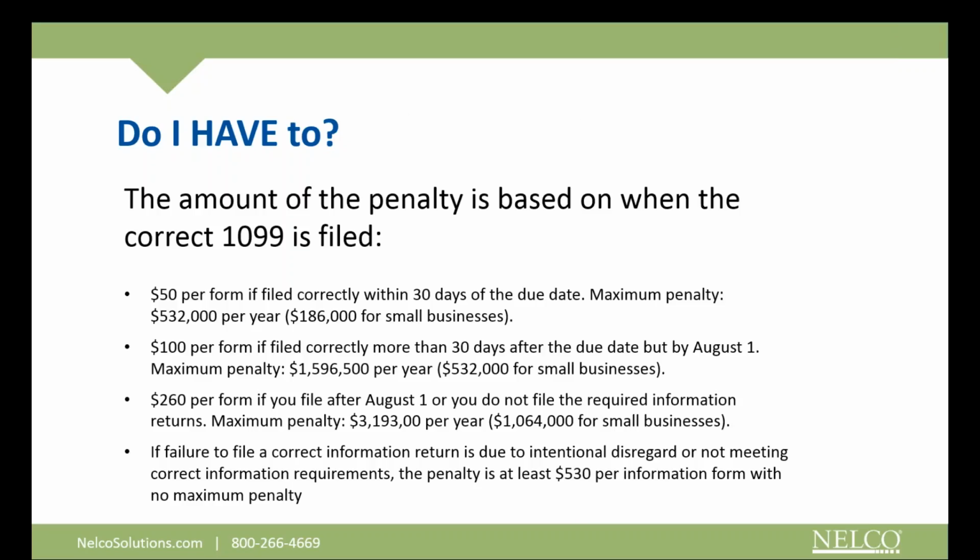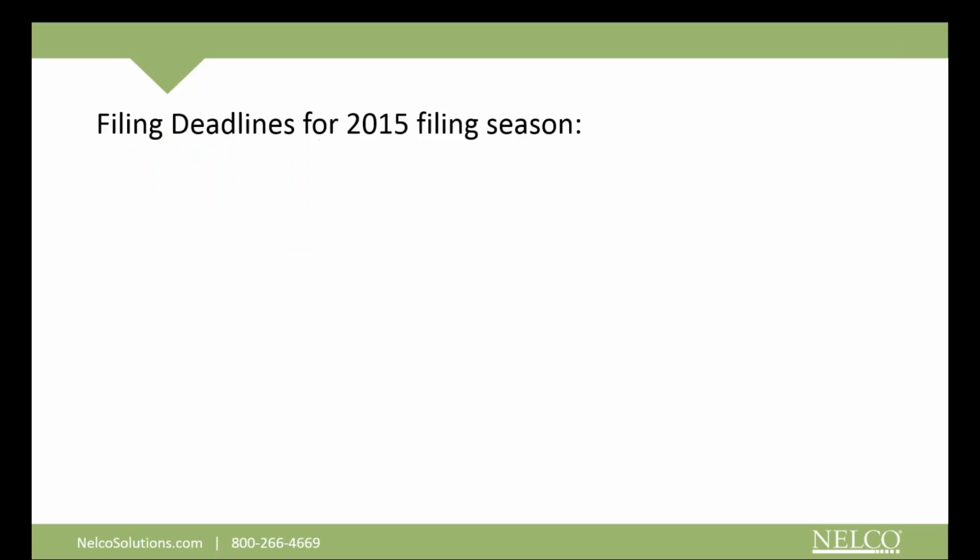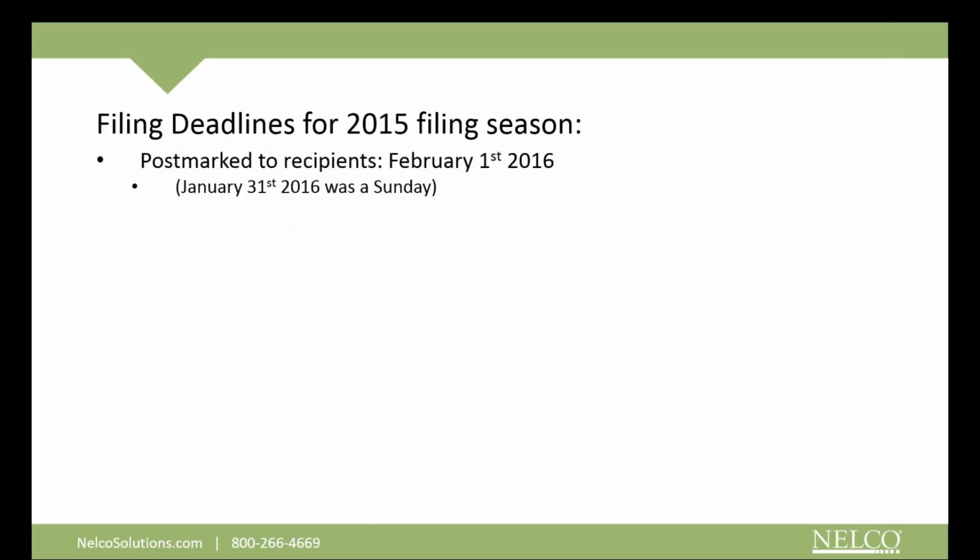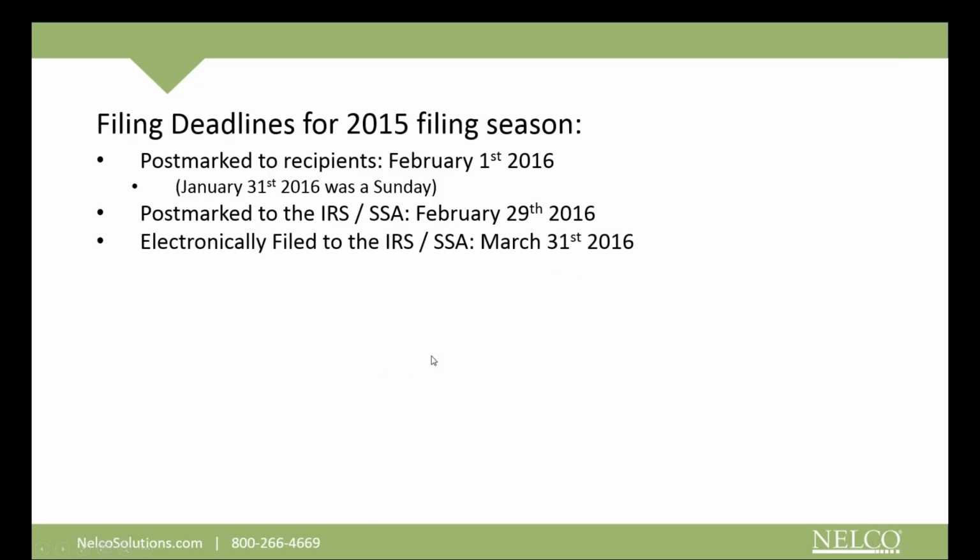So let's talk about due dates for a second. These are the due dates from last year, and they've been the due dates for a long time. By the last day of January, you need to have this form sent to recipients. Last year, January 31st was a Sunday, so the deadline moved to February 1st. If you're mailing your forms to the IRS, you need to have them mailed by the end of February. Last year was a leap year, so it went to February 29th. Usually it's February 28th. And if you're electronically filing to the IRS, you need to have the forms sent to them by March 31st. These due dates have pretty much been in place forever.